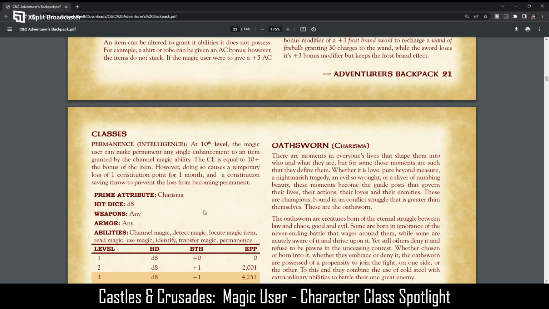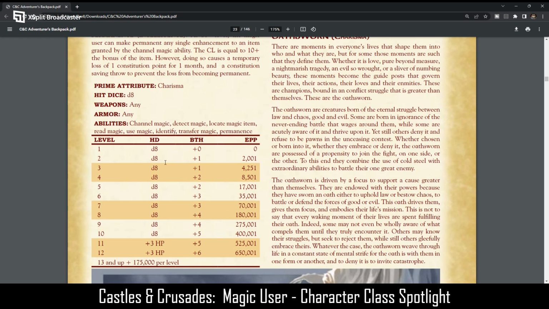Like I said, I don't always agree with these things, or I'm scratching my head trying to figure out where did charisma come from. So, anyway, prime attribute charisma, I would certainly homebrew that and change that. Hit die is D8, so much higher than you would typically associate with a magic using class. Weapons, any, and armor, any, again not usually associated with magic classes. Their abilities, I went over those already. Their basic to hit is 0 at first, as usual.